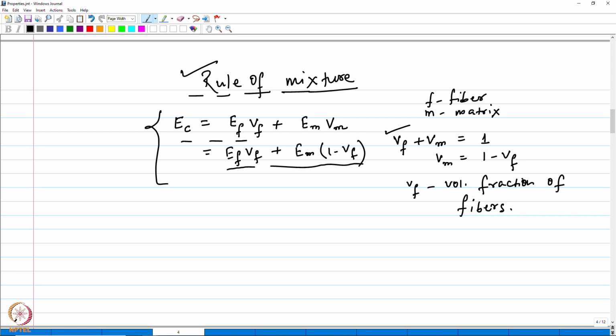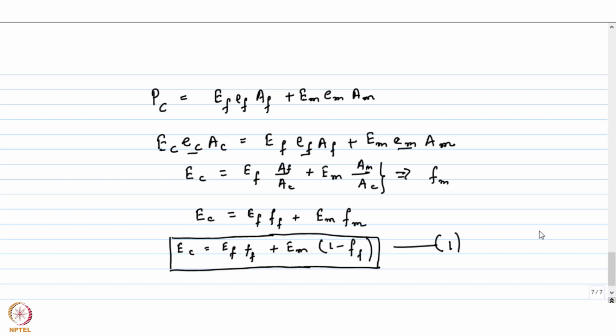So, it goes by this particular relationship over here, and as I said, this is basically the weighted average of the properties of the individual constituents of the composite. If we know the volume fraction of the fiber, any property like elastic modulus or any other property can be estimated using the rule of mixture equation that you see over here. So, we discussed the rule of mixture and derived it. Now let us move on to the deformation behavior of a composite material.